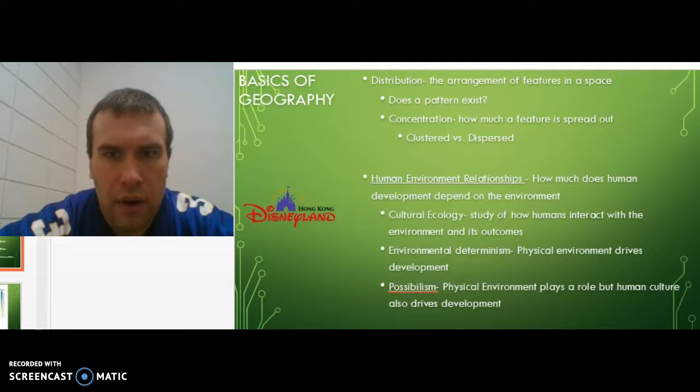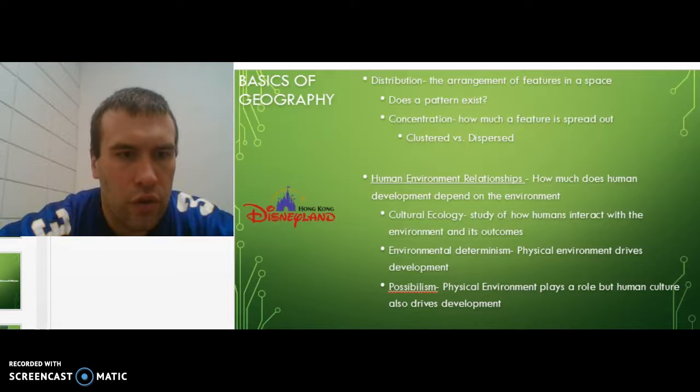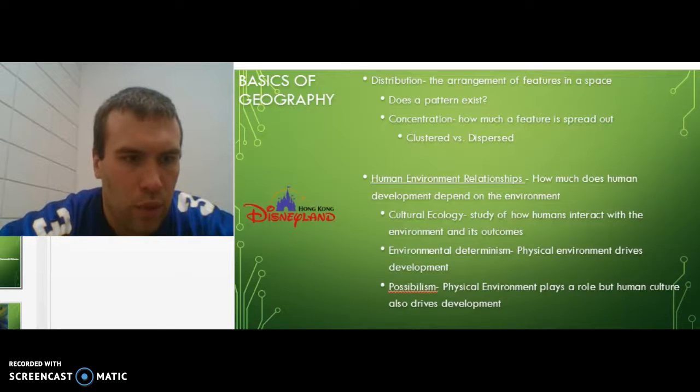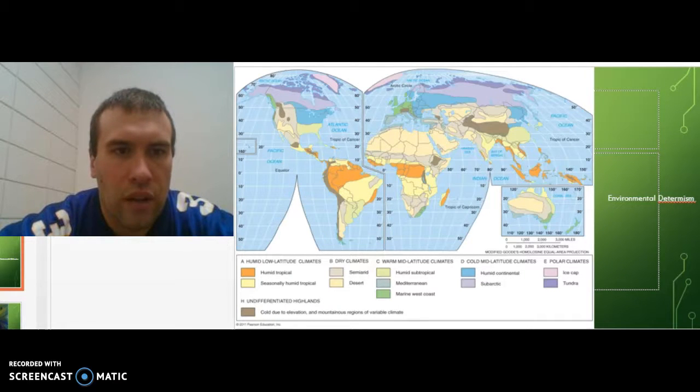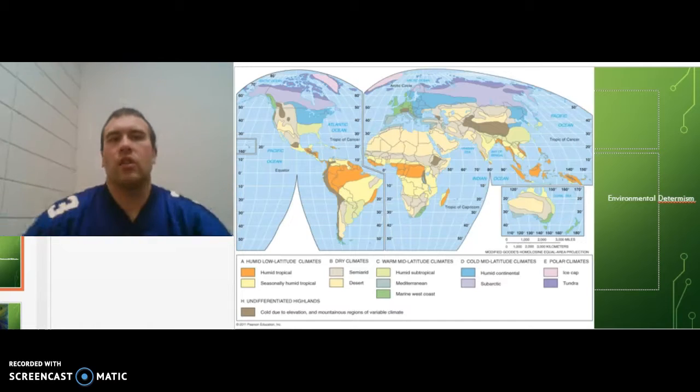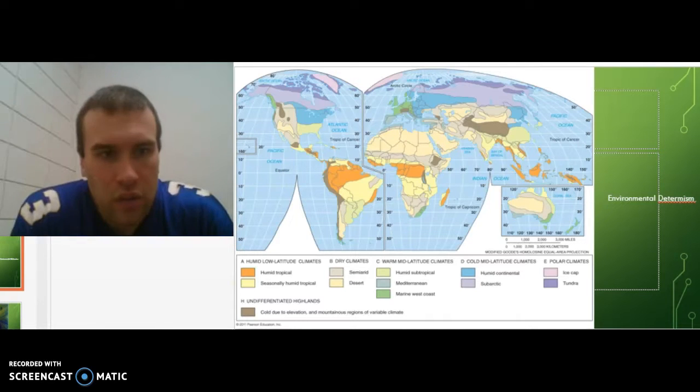Next, human-environmental relationships. This is the study of ecology and how humans interacting with the environment changes things. So first, let's look at this climate map of the world. The climate map starts to show environmental determinism. Environmental determinism is the idea that the environment dictates how far you can advance as a society.